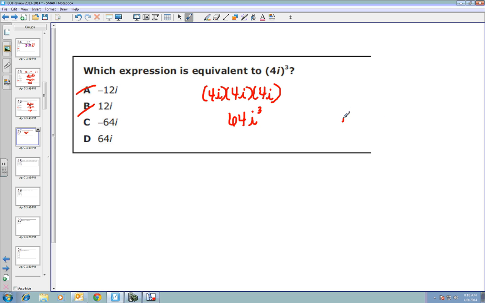Okay, do you remember what i to the third is equal to? It's actually i squared. What's i squared? Negative 1 times i. So now i to the third is equal to negative 1i. So it's 64 times negative 1i. So my answer would have to be C. Okay? Now, here's the bad teacher part. You ready?